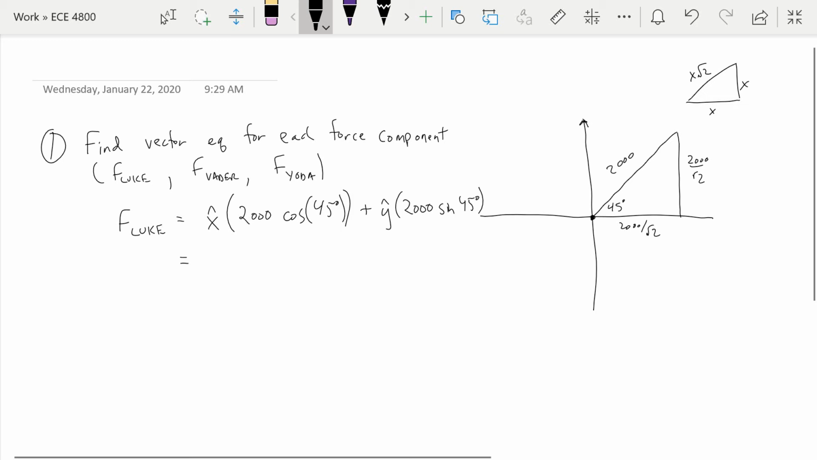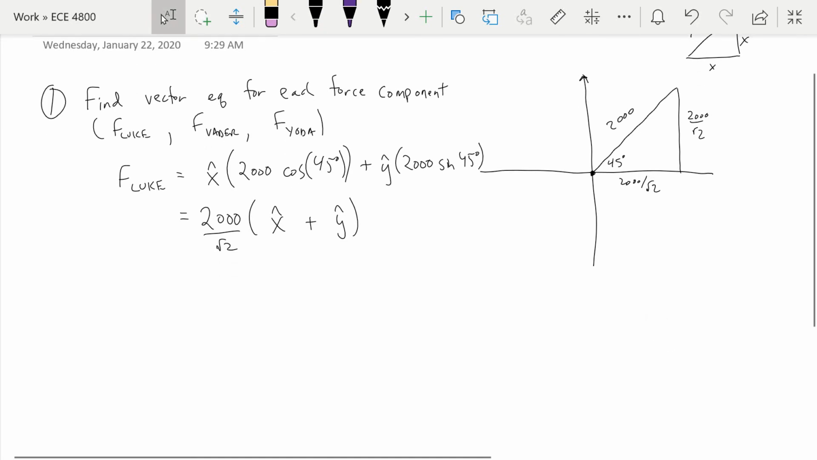All right, so this will then come out to, we can write this in a shorthand. We can say 2,000 over square root of 2 times x hat plus y hat. Okay. All right.